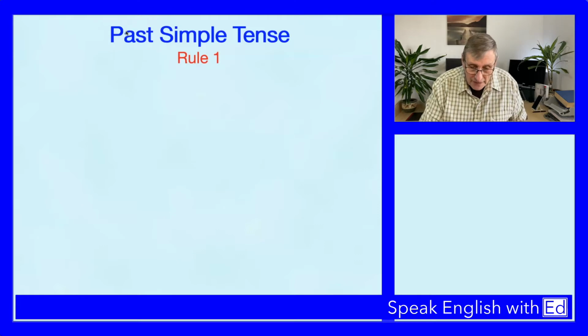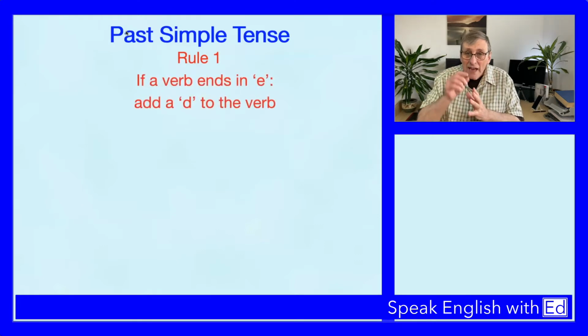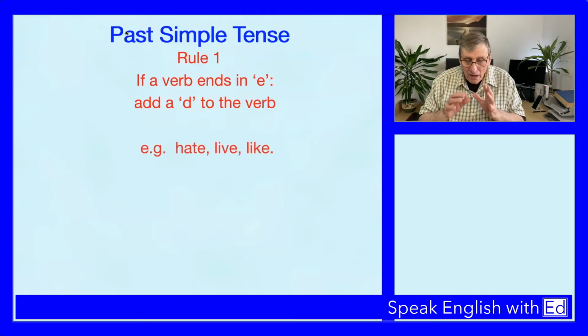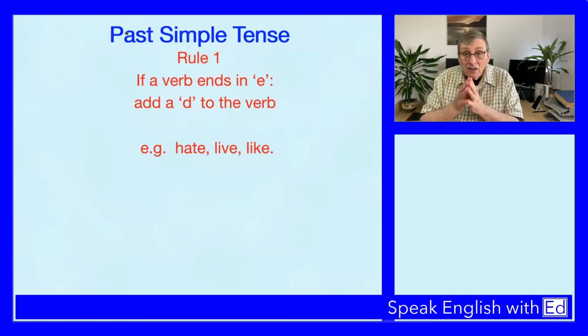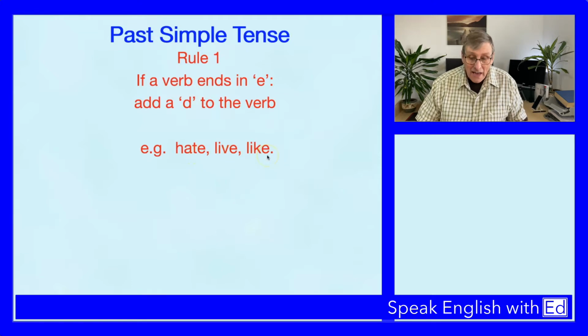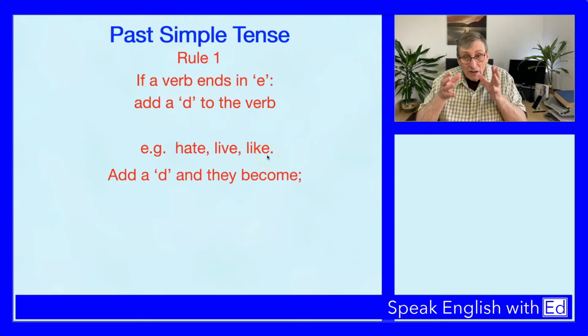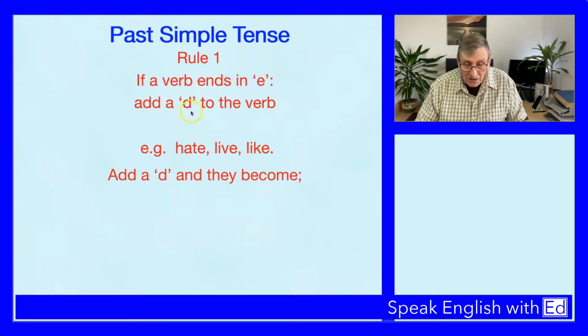Rule number 1 is that if a verb ends in an E, you add D to it. You add a D to the end of the verb. Now, let me just explain here. You've got a verb like to hate, to live, to like. These are all 3 verbs, and they all end in the letter E. You can see the letter E. Hate, E. Live, ends in E. Like, ends in E. So, as the rule says, we have to add a D to the verb to make it into the past tense.